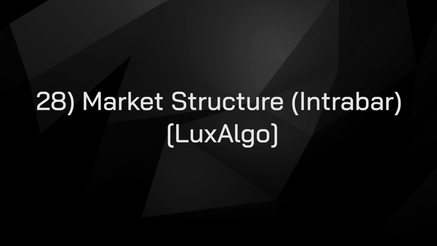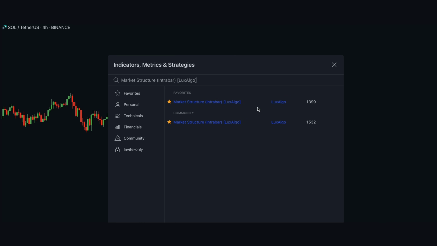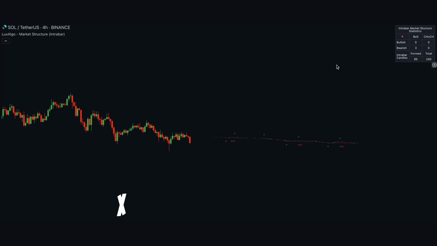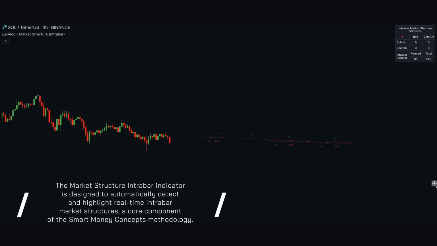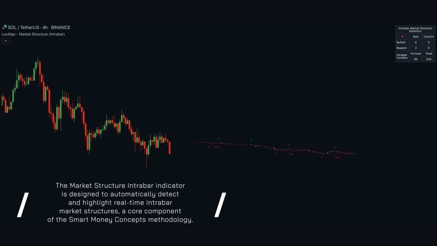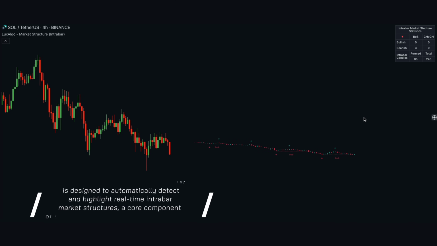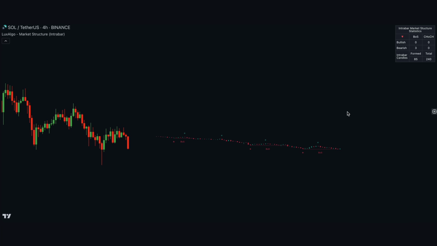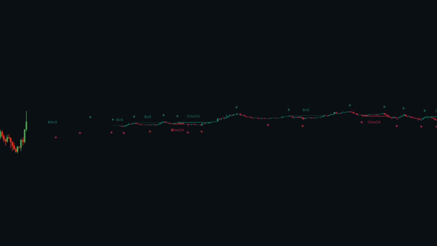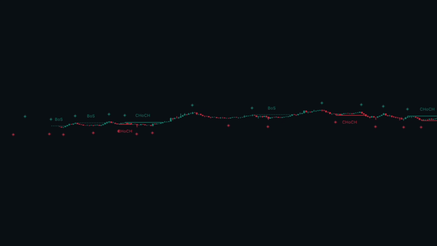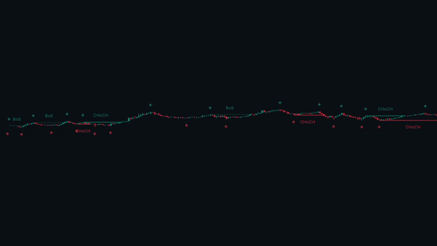The 28th indicator on our list is called Market Structure Intrabar by Algo. The Market Structure Intrabar indicator is designed to automatically detect and highlight real-time intrabar market structures, a core component of the smart money concepts methodology. The proposed indicator gives a detailed picture of the most recent candle's lower timeframe trends, highlighting market structures within them.